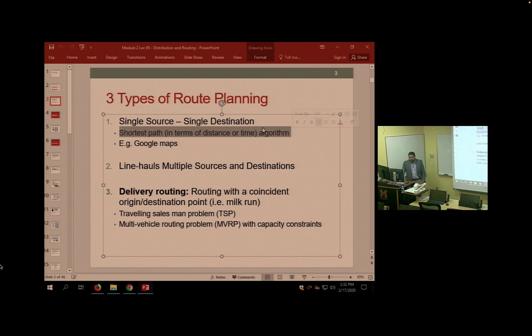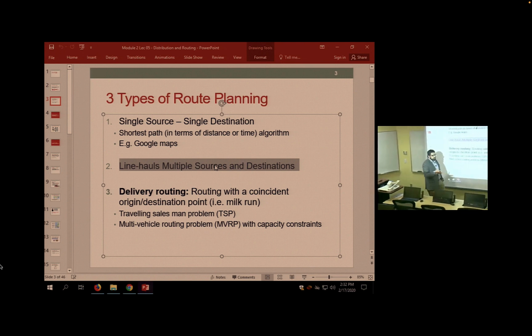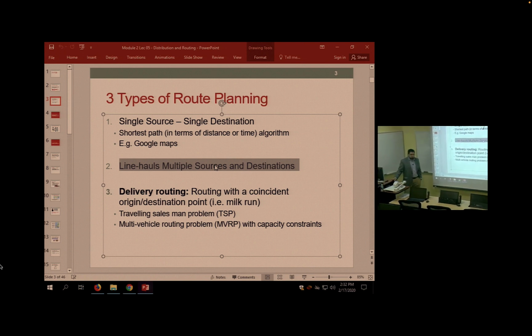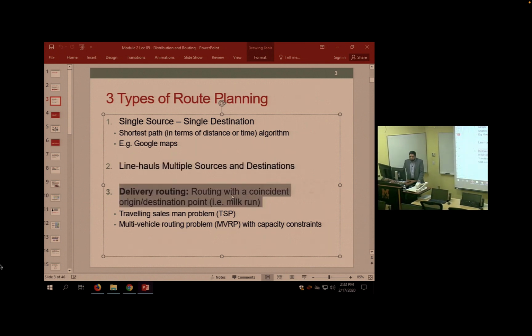Then you may have a situation where you have multiple sources and destinations. So for example, you may have inventory in multiple warehouses that needs to be moved to multiple retail stores. So you have many source points and many destination points, and which source should supply which destination then becomes a question.